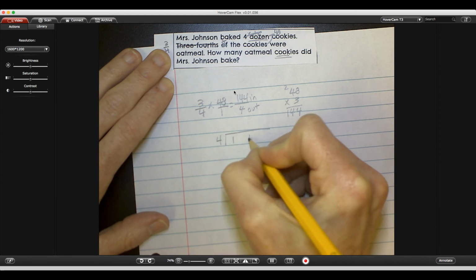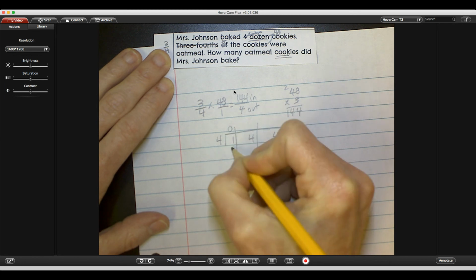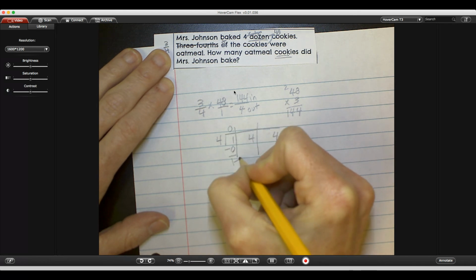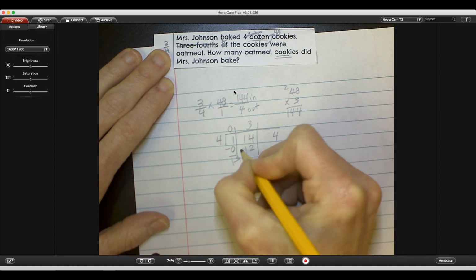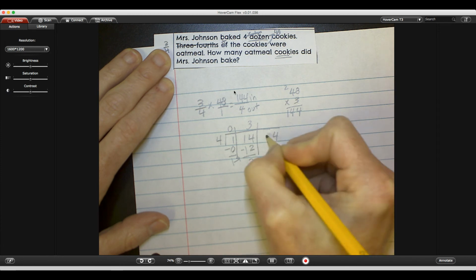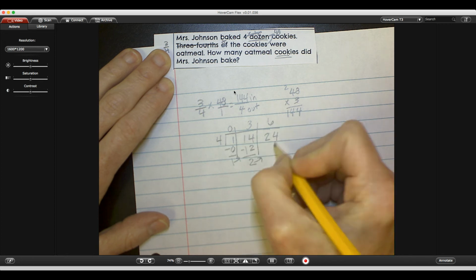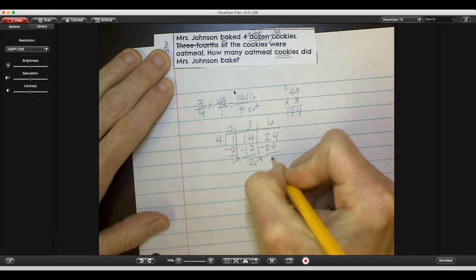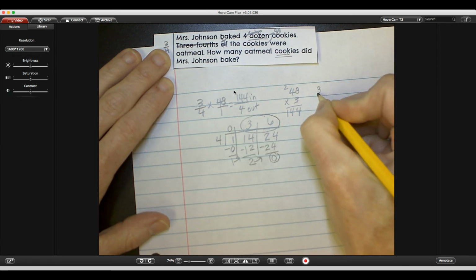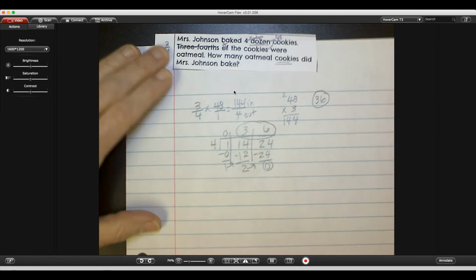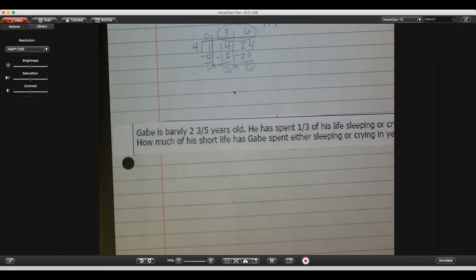4 into 144. 4 goes into 1 zero times, so 0 into 1, subtract, and slide. 4 goes into 14 3 times. 3 times 4 is 12. Subtract and slide. 4 goes into 24 6 times. 6 times 4 is 24. I get 0. I have 0 as a remainder, so my answer is whole number 36.